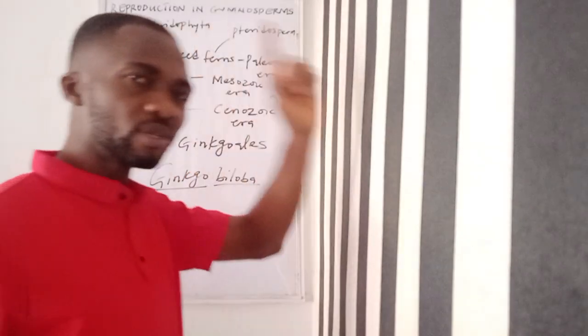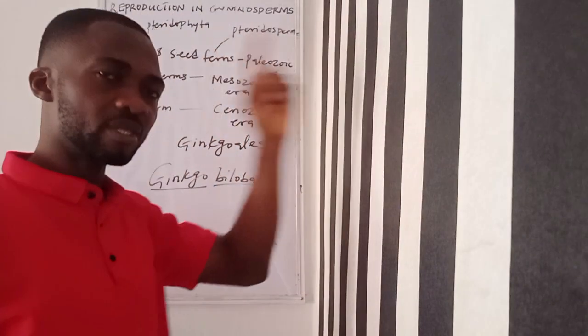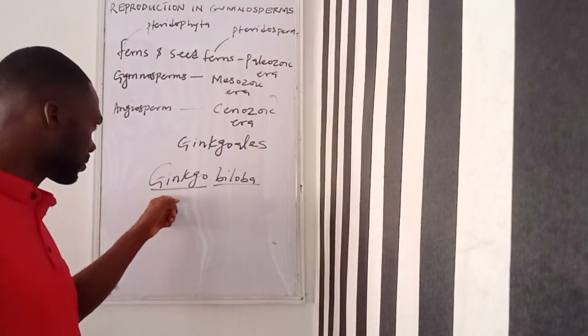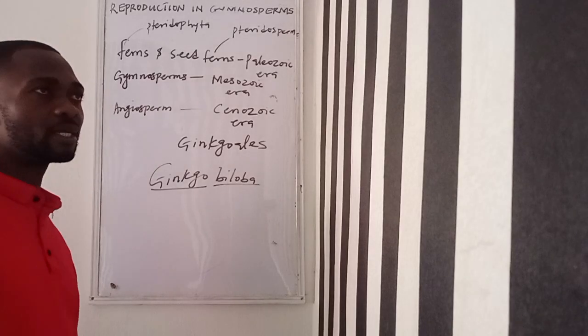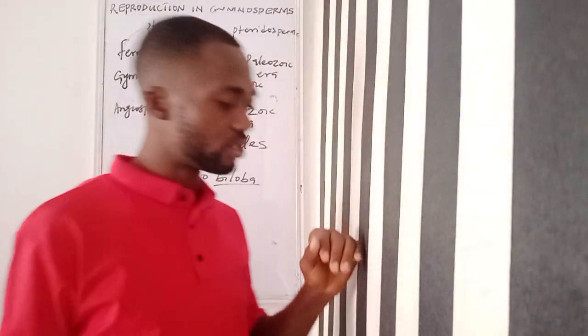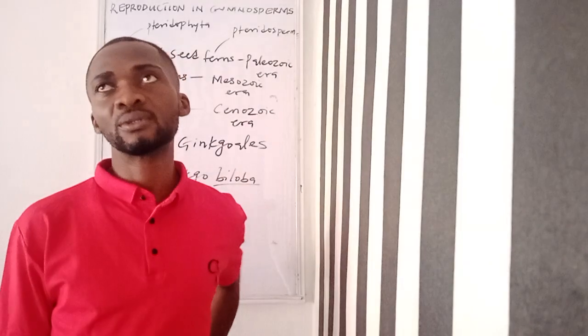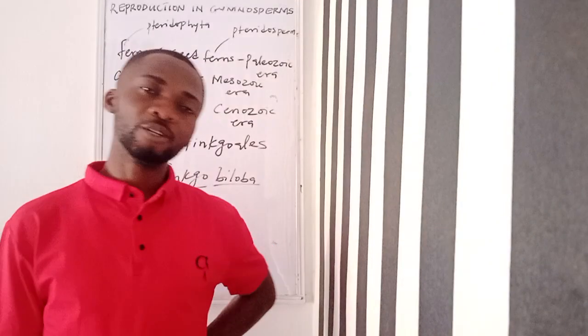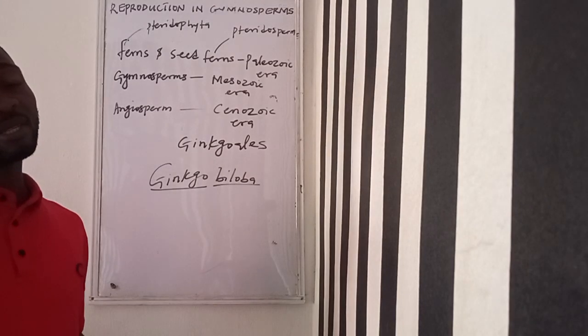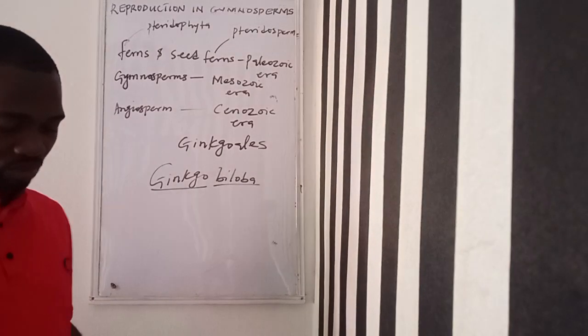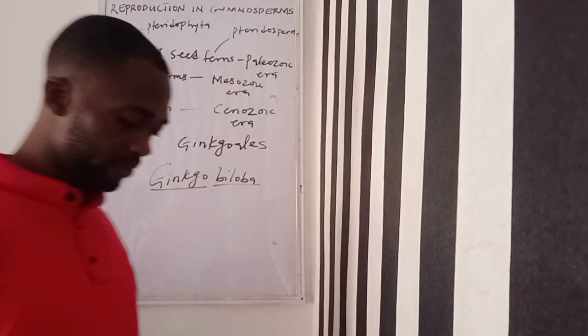So we discover that this Ginkgo is an order of a living gymnosperm. It has a single living representative, a single living species, and that single living species is Ginkgo biloba. We are told that this gymnosperm is a native of China, and that is where it is usually cultivated and commonly found. It has a broad leaf that looks like a fan, and it is a large tree that reaches a height of more than 30 meters.